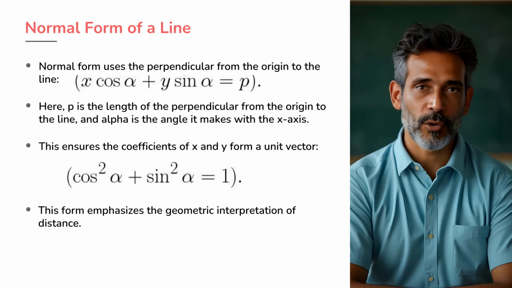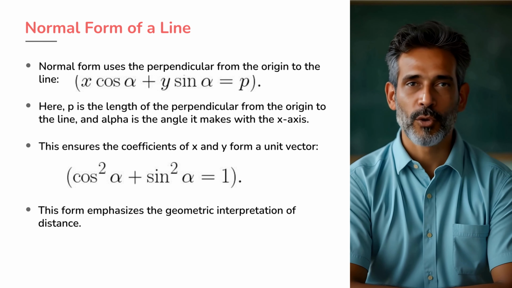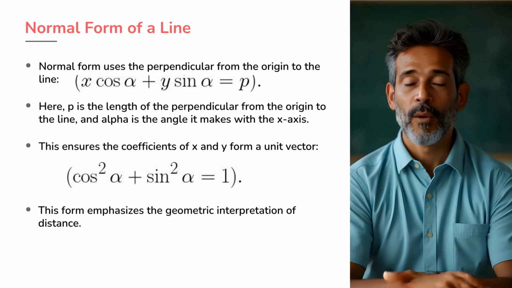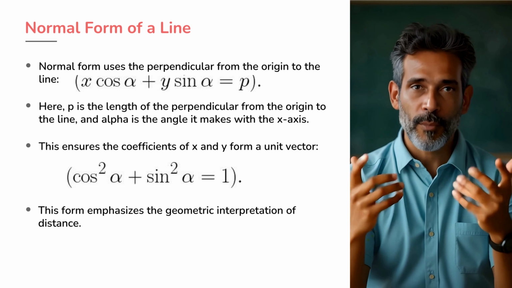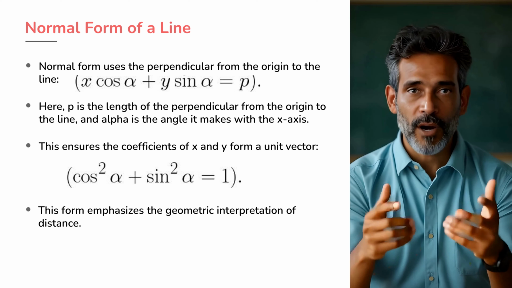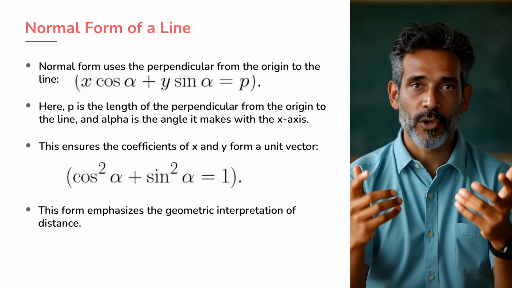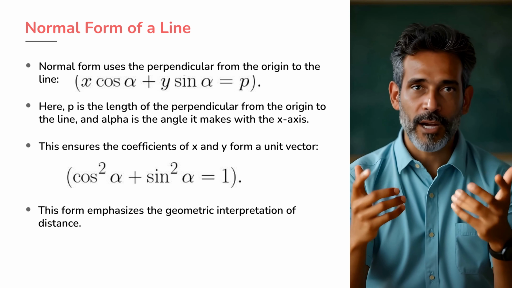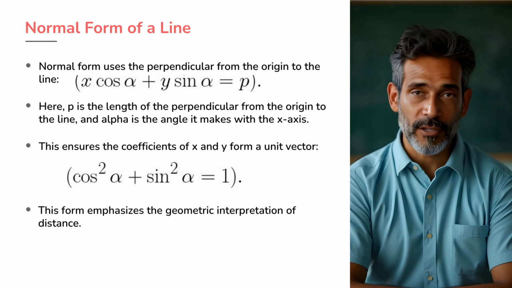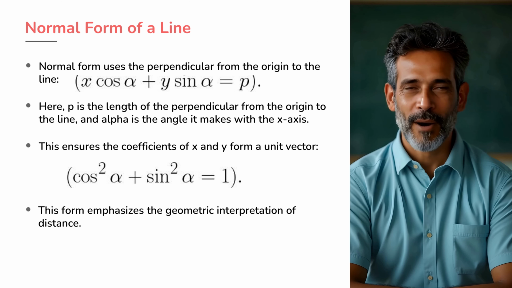Notice how cosine squared alpha plus sine squared alpha equals 1, confirming the coefficients form a unit vector. This form emphasizes geometry and perpendicularity, highlighting how far the line is from the origin. You can think of this as shining a flashlight from the origin and measuring the shadow's length and tilt. It's a different but insightful way to describe a line.